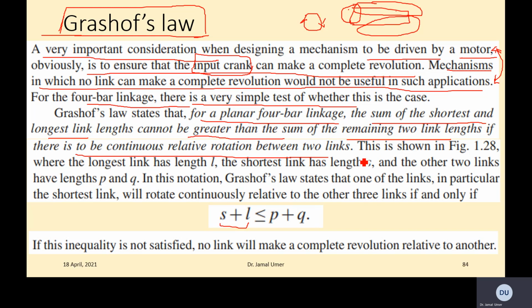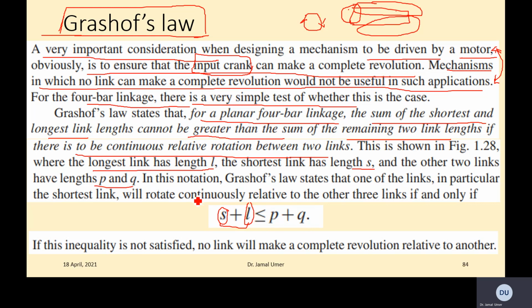This is another explanation, shown in figure 1.28, on the next page, where the longest link has length L. The shortest link has length S. And the other two links have lengths P and Q. The other two links don't matter because they are in the middle. So the shortest is S, the longest is L, and in between you have P and Q.